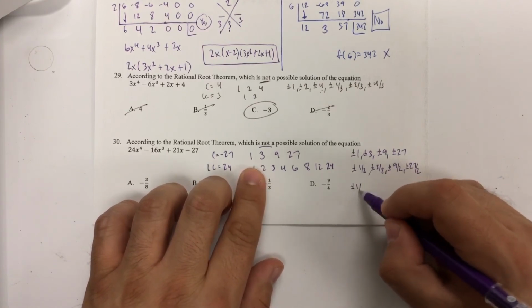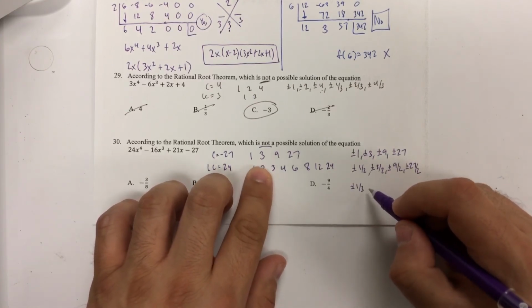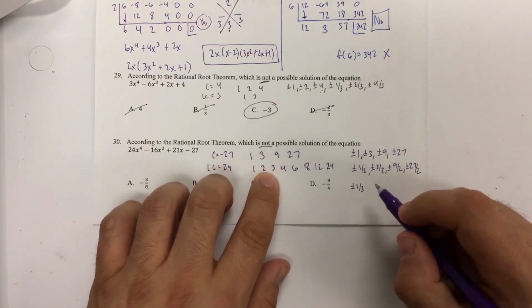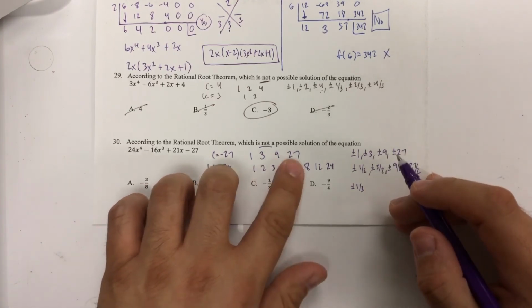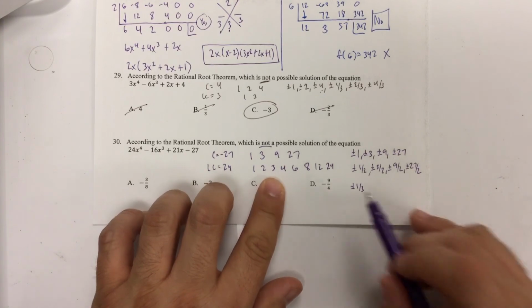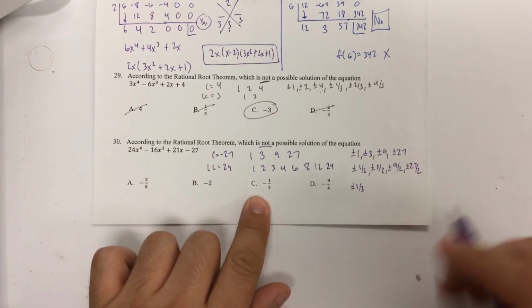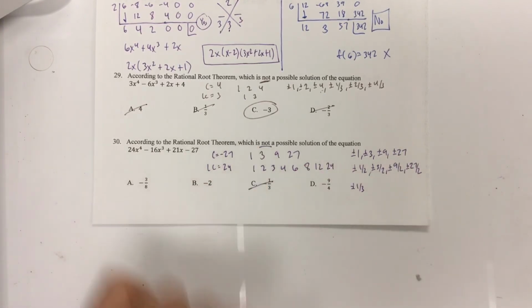So plus or minus 1/3. 3 divided by 3 is 1, which we already covered. 9 divided by 3 is 3, which we already covered. And 27 divided by 3 is 9, which we already covered. So we only got plus or minus 1/3. Oh, there's right there. So this is a possible solution, so that's not an answer.